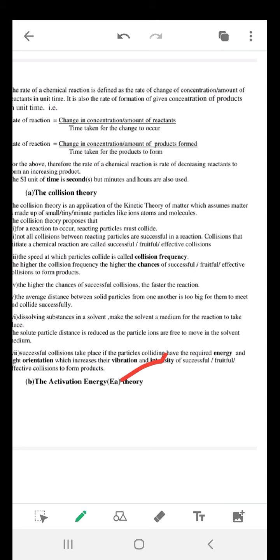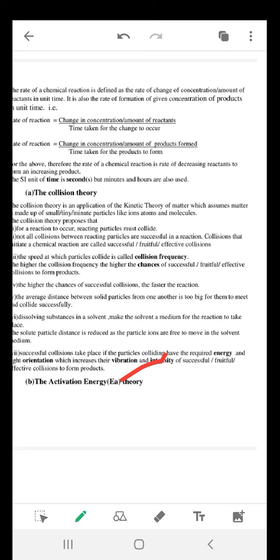So when we dissolve these substances in a solvent, we make the solvent a medium for the reaction to take place. If we dissolve the solid in a solvent, the solvent acts as a medium. Now the particles of the solid move from one point to another within that liquid. So in the process of movement, they collide. Then the reaction takes place. The solid particle distance reduces as the particle ions are free to move in the solvent medium.